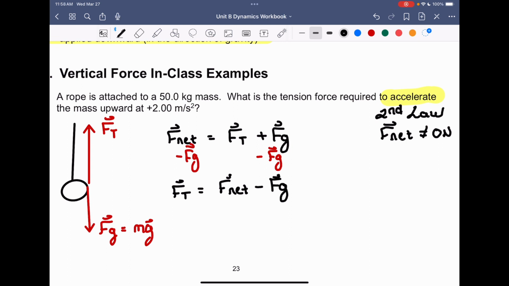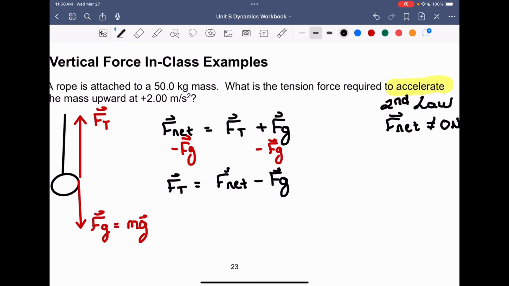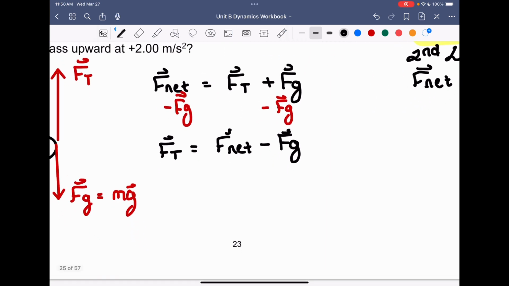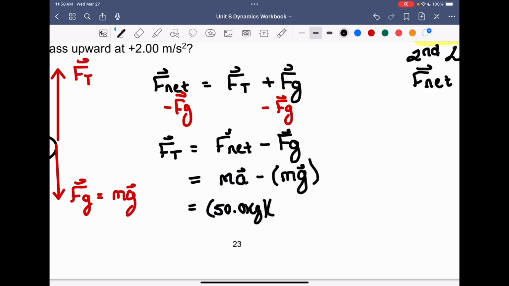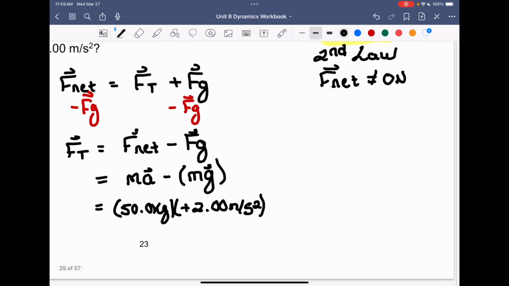Of course, the vector tails are still there, so we haven't assigned directionality or any sort of sign to these. We have to be very particular about this. So now this is going to be equal to the Fnet, which always expands to mass times acceleration, minus, in brackets, mass times gravity, or mg, because Fg equals mg. Now here's where we start plugging in the numbers. It was a 50 kilogram object, so I'm going to write 50.0 kg multiplied by the acceleration, which was positive 2.0. This is the acceleration it's experiencing vertically, not necessarily the gravity, but the actual acceleration of the object itself. And then I'm going to go minus over here.